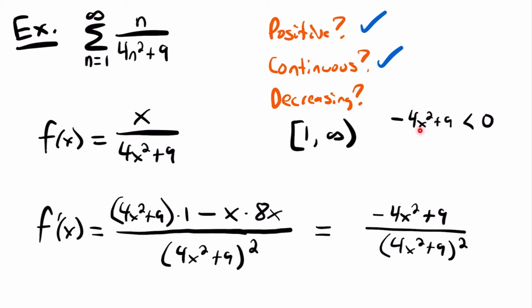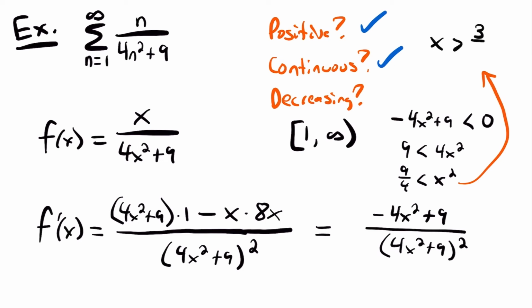And so if we solve for x, let's start by adding 4x squared to both sides of the inequality. We'll have 9 is less than 4x squared. And now dividing both sides by 4, we will have 9/4 is less than x squared. And then if we take the square root of both sides, and I'm going to write this step up here, we will find that x is greater than 3/2.